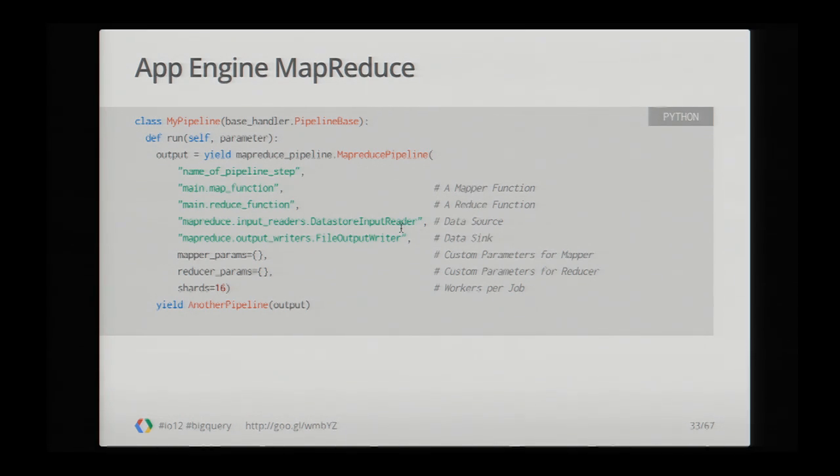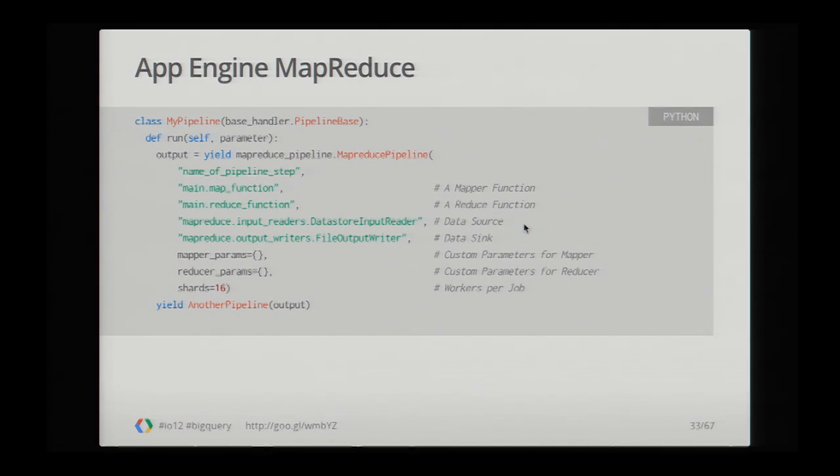The other thing you can define, if you can see it here, is a source, right? So in this case, I'm asking it to pull out data from the data store. And we have a data store input reader. Actually, we have lots of input and output readers. And then I'm saying sync the data into the Google Cloud Storage, which is our file output writer. And that can also write to Blob Store.